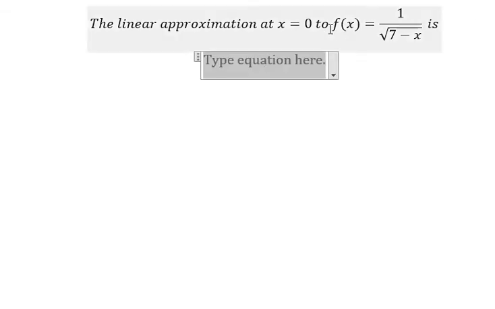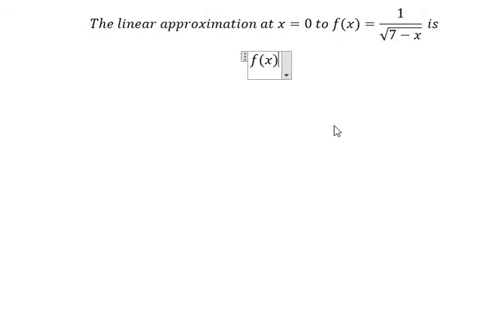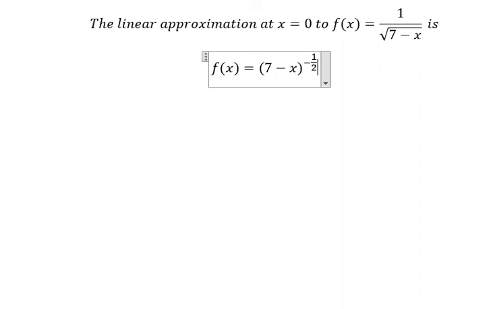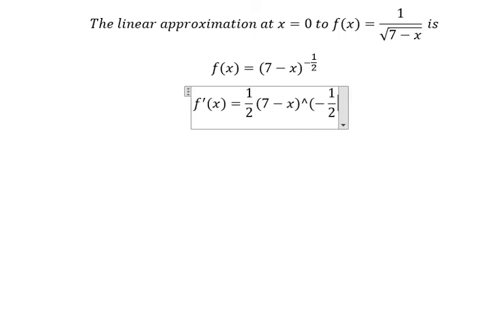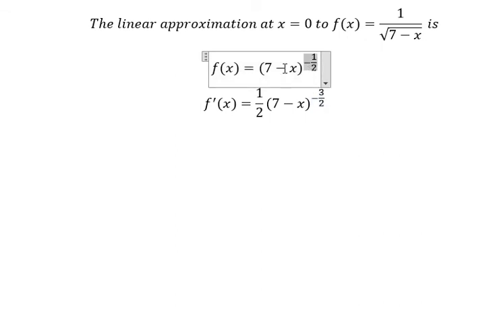We need to change f of s into 7 minus s to the power of negative 1 over 2. If we do first the derivative, you will get 1 over 2 times 7 minus s to the power of negative 1 over 2 minus 1. So you get negative 3 over 2, because we have negative 1 over 2 and we have a negative in here, that's why you get positive.